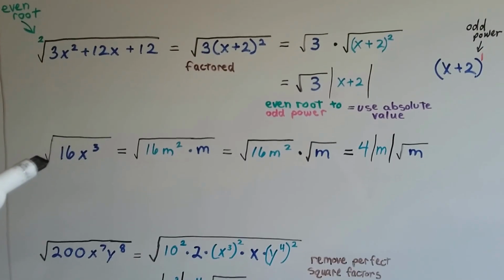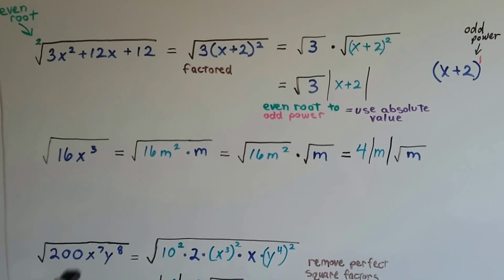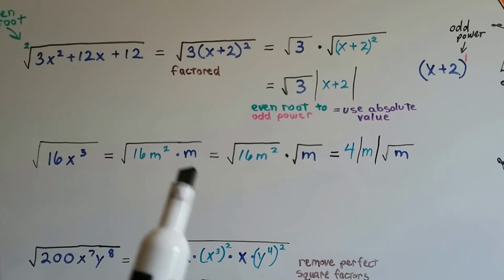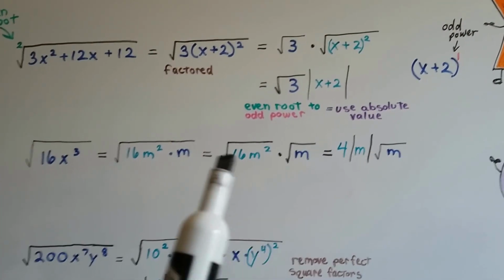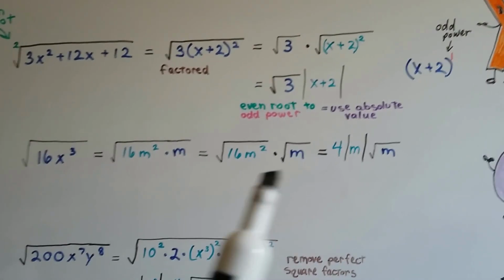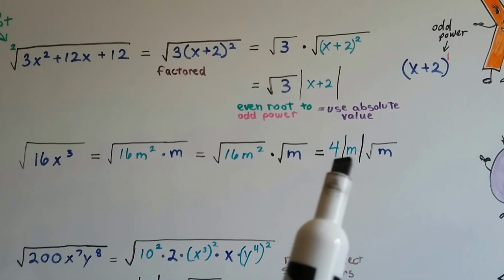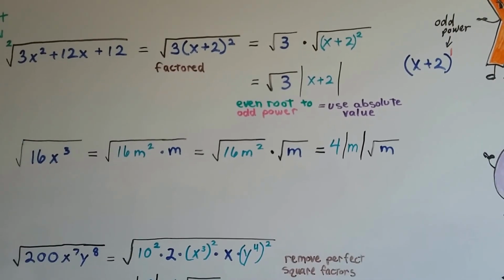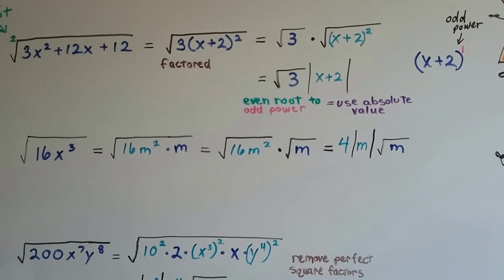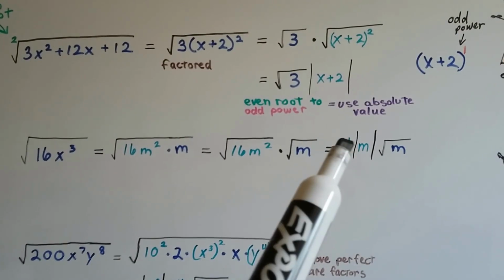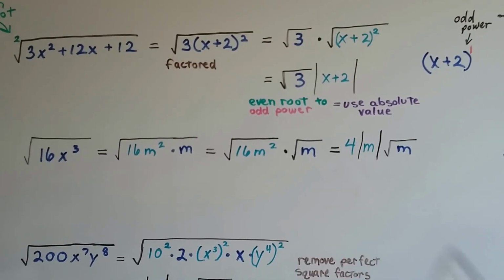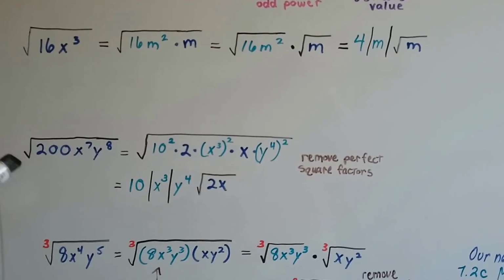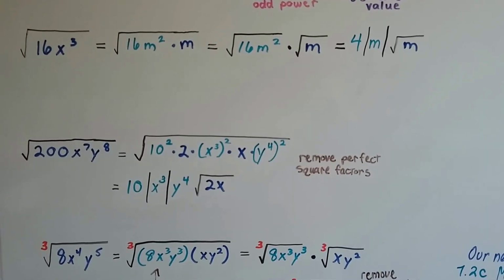We've got the square root of 16m cubed, and we can break it apart as the square root of 16m squared times m. They can be under their own radical symbol. And we're going to get 4 times the absolute value of m times the square root of m. See? If you assume that it's non-negative, we could just put 4m times the square root of m. Now we've got the square root of 200, x to the 7th, y to the 8th.